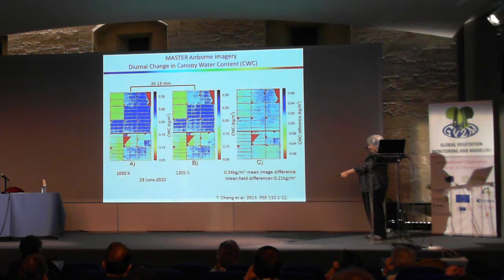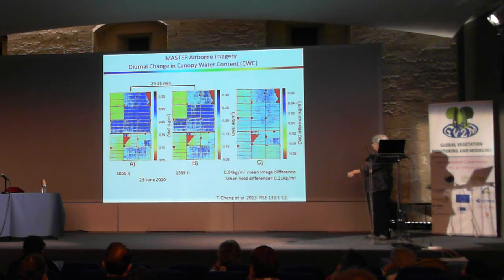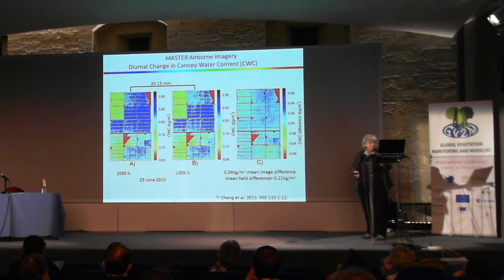This shows the water content in the morning at 10:50, and then about 2 hours later at 13:05, and we tried to look at the change in water content, which was about 0.54 kilograms per meter squared difference in water. So a very small difference in water content, but we're at the point where we can actually co-register the data, account for the BRDF effects and everything else, and come up with a small difference that relates to the diurnal change in water content of the canopies over the day.